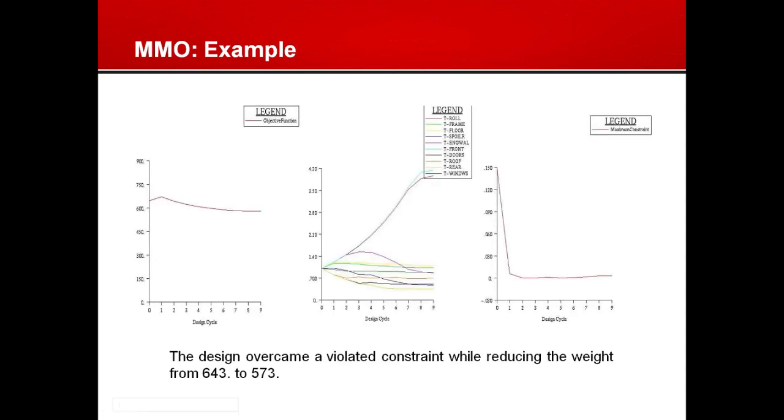Okay. So in that particular design, your weight was reduced from 643 to 573. And you can see how the design variables change during the design iteration process or design optimization process while meeting your constraints. So first, your constraints were violated, and then constraints were brought within the bounds for the final designs.